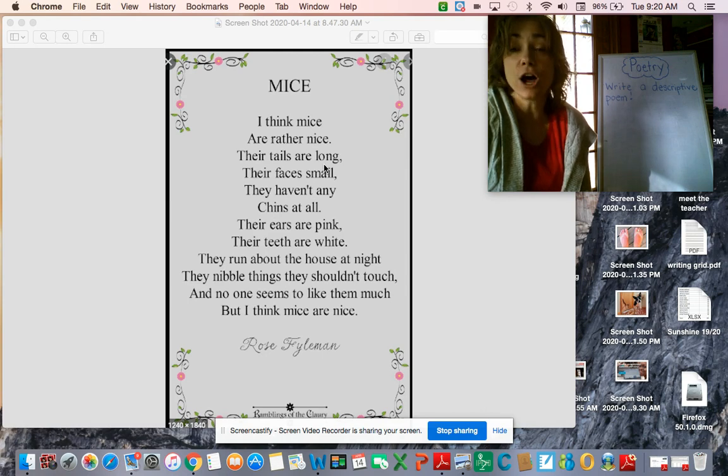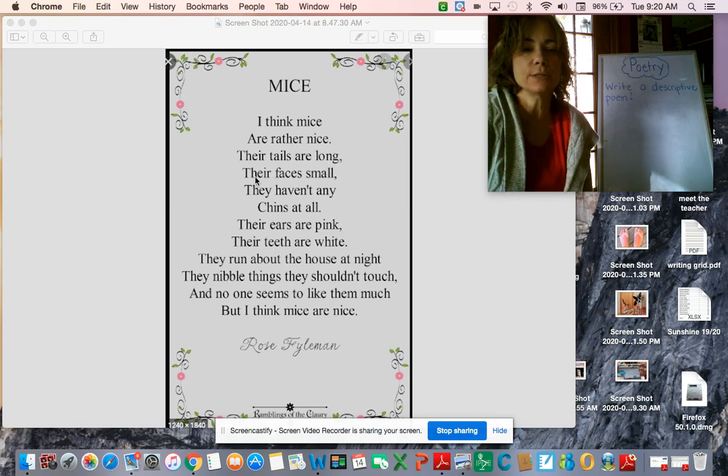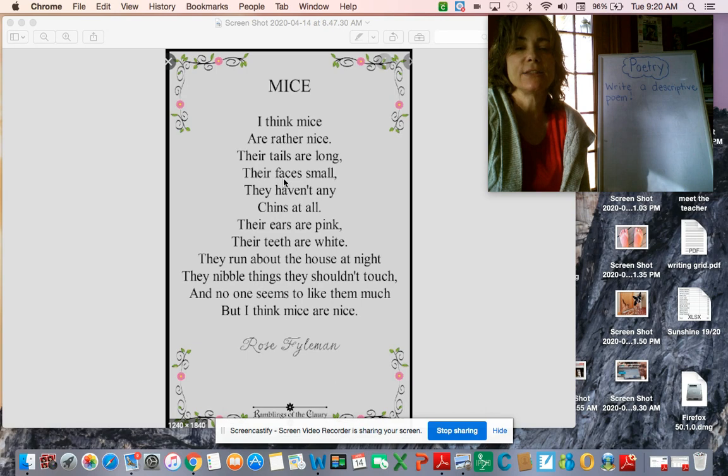did you say long? Go ahead and kiss your brain. Yes, long is another one of those describing words. How did they describe their faces? Their faces, small. Yes, very good. I also noticed that they describe their ears as pink and their teeth are white. Yes. So boys and girls, there are so many descriptive words. Those are also called adjectives that we can use in our poetry writing and in our normal everyday writing.